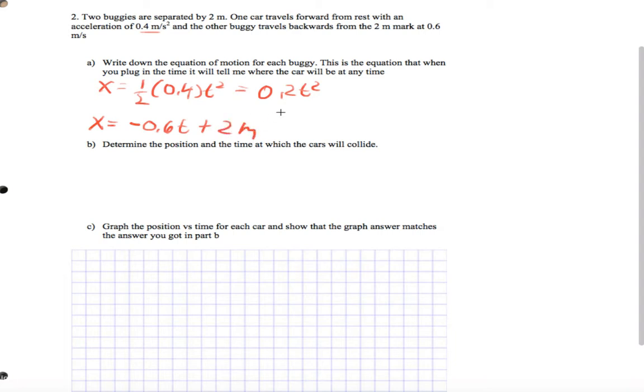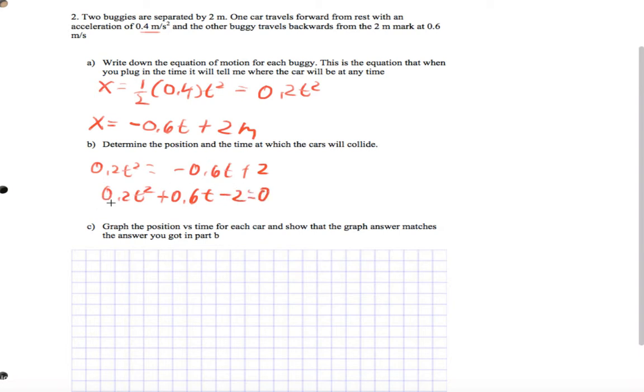So with that in mind, we're going to determine the position and the time that the cars will meet by setting these equations equal. So we're going to get 0.2 t squared equals negative 0.6 t plus 2. And so our quadratic equation is actually going to look like, let me just be clear on this, 0.2 t squared plus 0.6 t minus 2 equals 0.